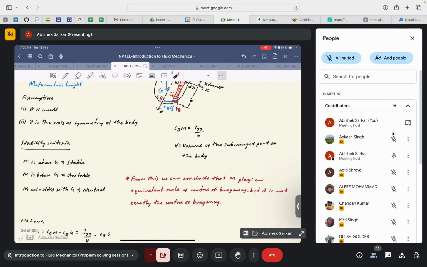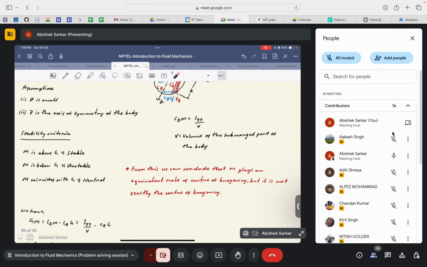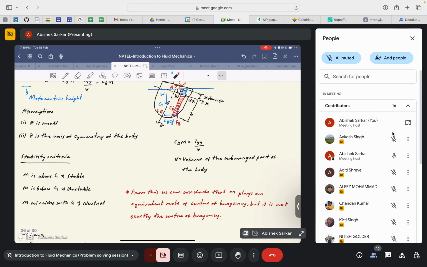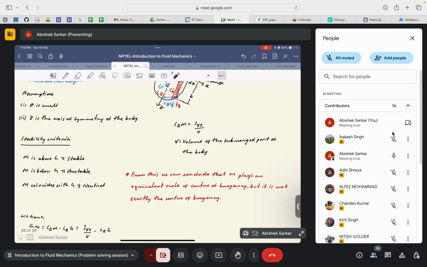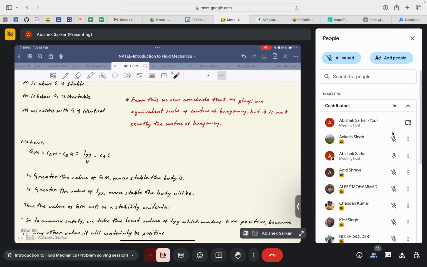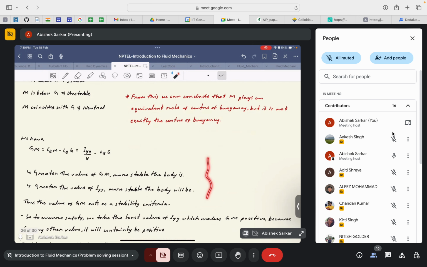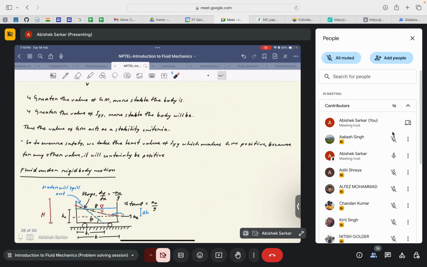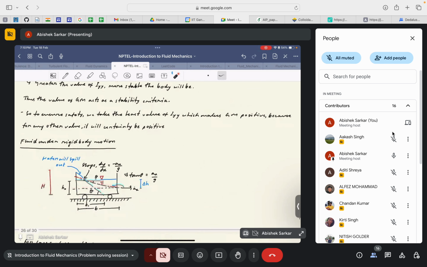So to conclude this stability part, for floating bodies M should always be above G, which will result in a stable equilibrium, and if M, the metacenter, is below G, then it will result in an unstable equilibrium. Okay, so again, these are discussions that I think we can skip for now.